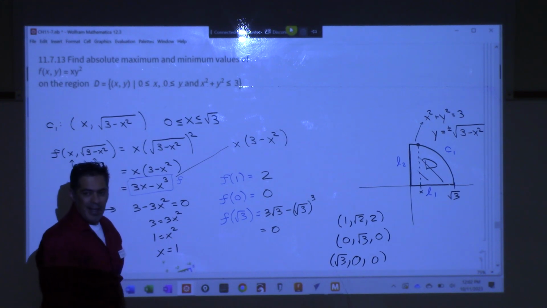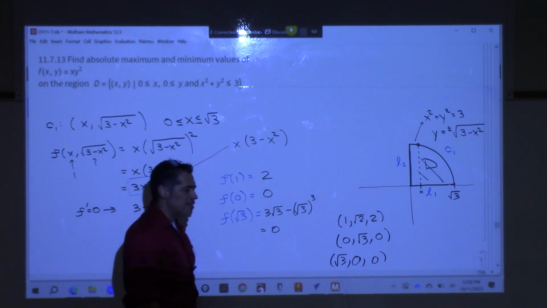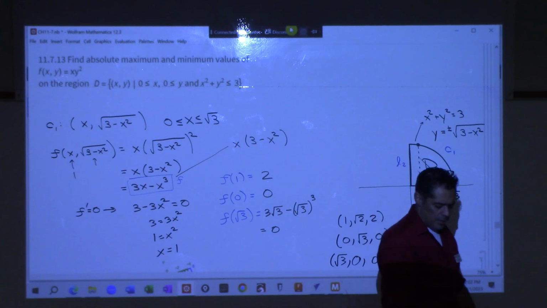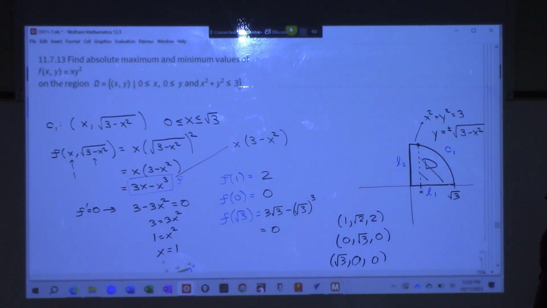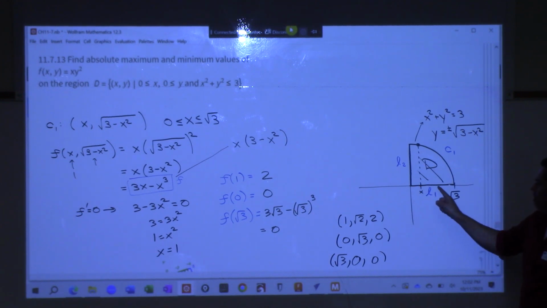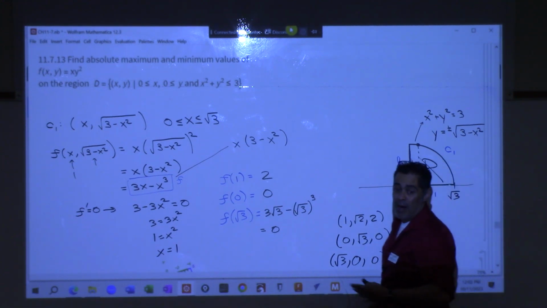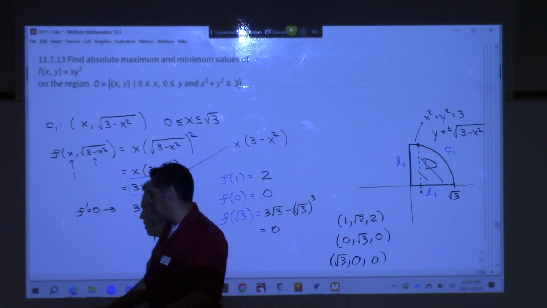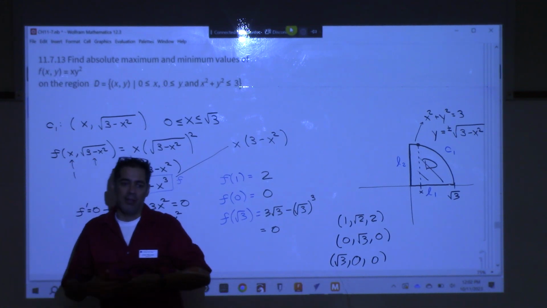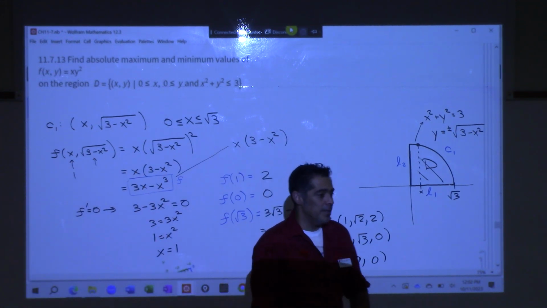All right, can we answer the question yet? What's the absolute maximum value of this function? 2. Where does it happen? At one place, right? What's the absolute minimum value of this function? 0. Where does it happen? A lot of places. Actually, all along the x-axis part here and all along the y-axis part. So we'd really be more interested in just saying what it is. Maximum value of 2, absolute minimum value is 0.